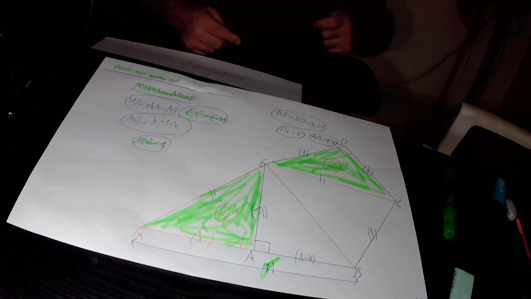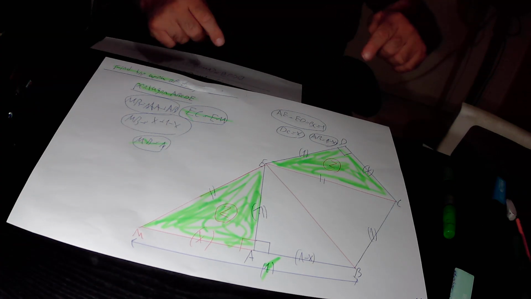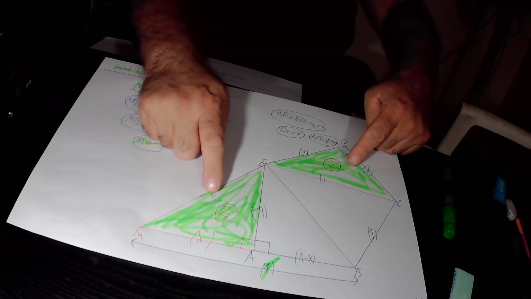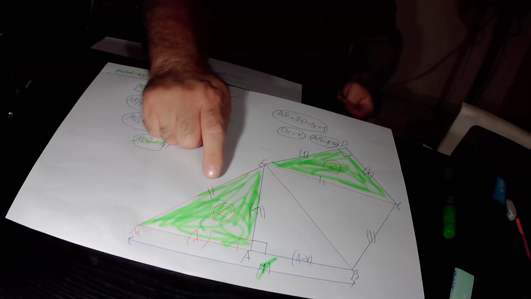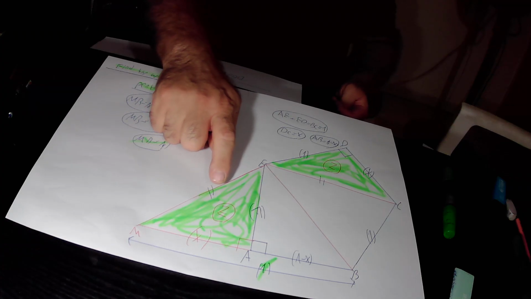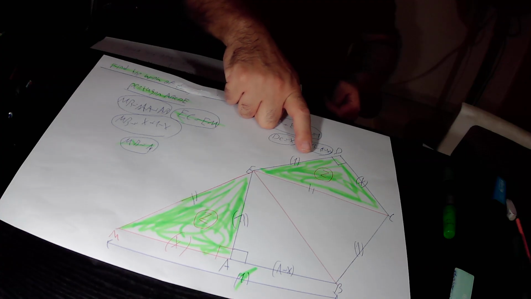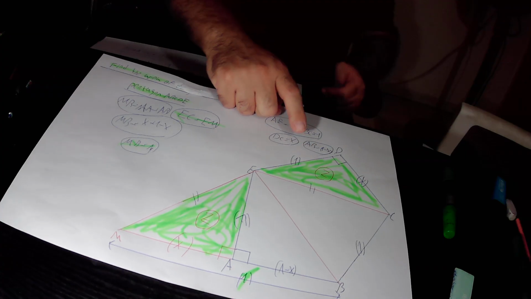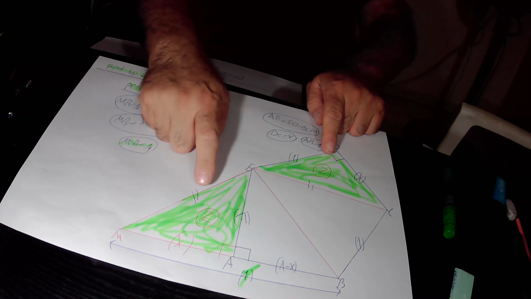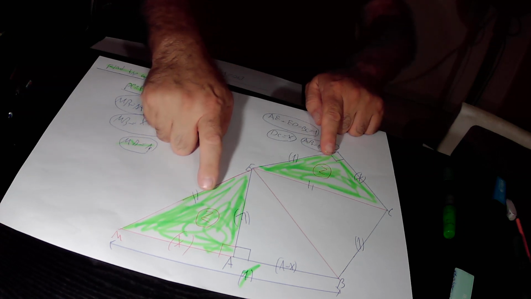Because those two right green triangles have the same areas, if we define the area of this green right triangle EAM as Z squared, then the area of this green right triangle EDC must also be equal to Z squared, because the areas of those two green right triangles are equal to each other.